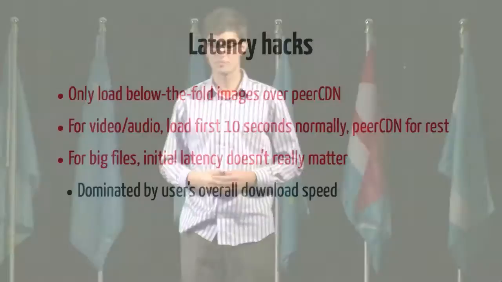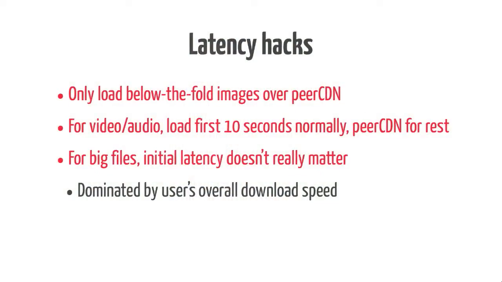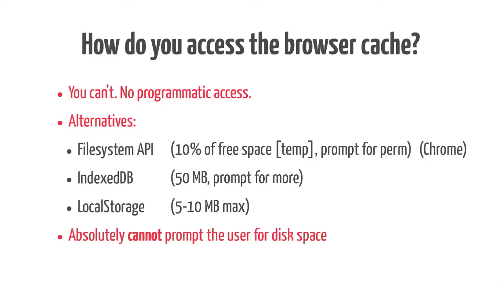One quick solution that we're using is that for images, you only load the ones below the fold over peer-to-peer. Everything above it, just load normally, and it'll appear to the user to be pretty fast, right? Even if it takes an extra second for the ones below the fold, it's all good. I'm running out of time, so I'm going to have to skip this, I think.